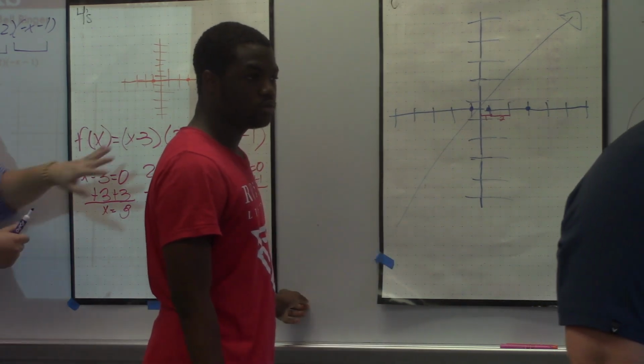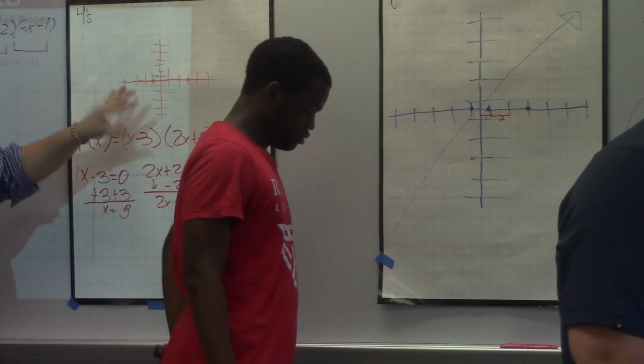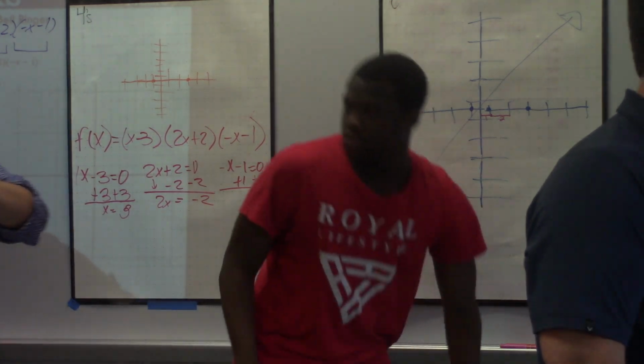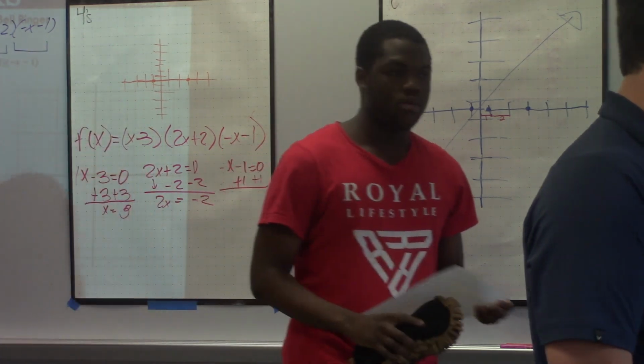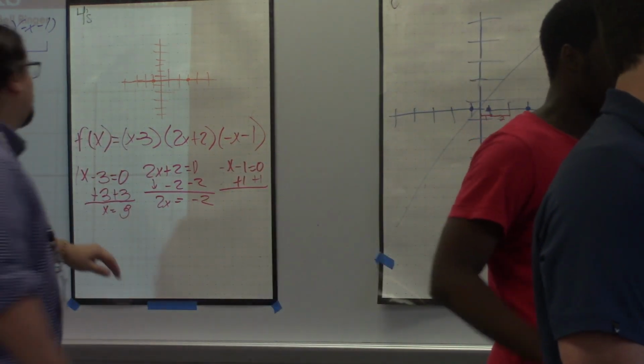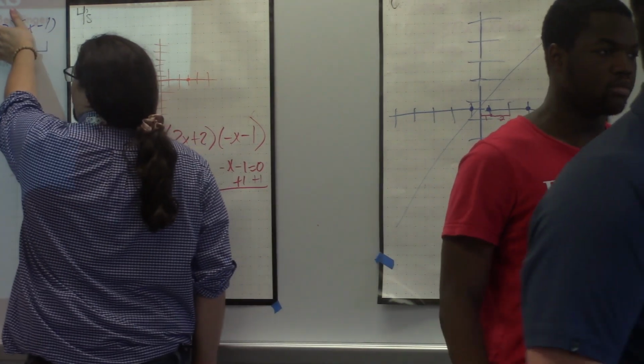How we're going to graph this. I'm going to steal this group up here. So, I have my linear factors. What am I going to do with my linear factors? Let's graph them. Yes. Starting with x minus 3. How am I going to graph that?